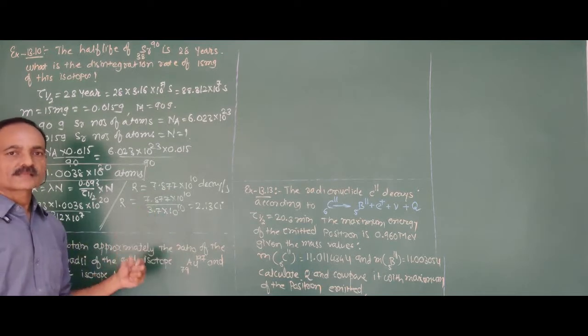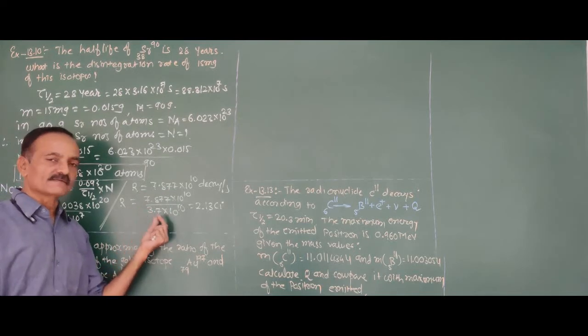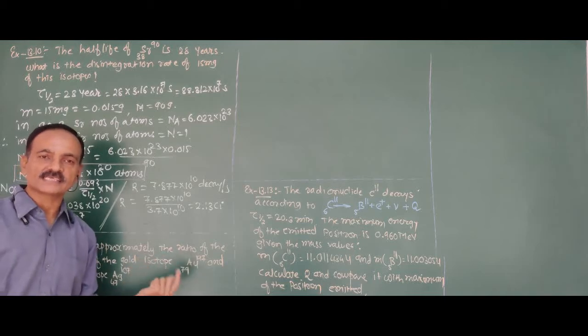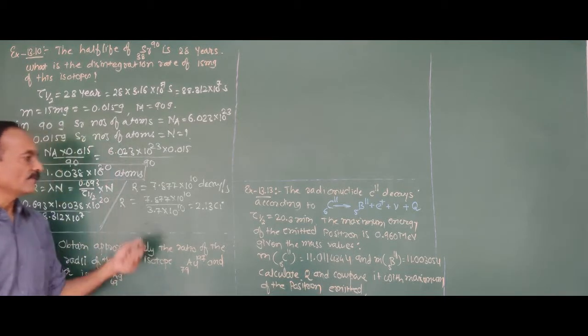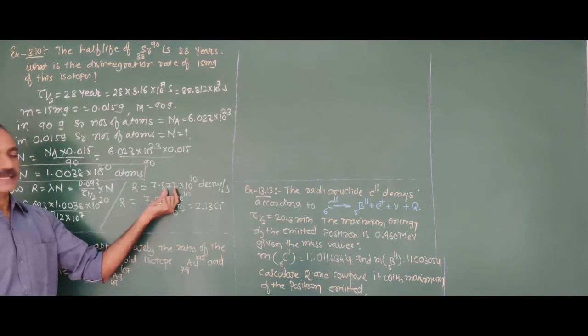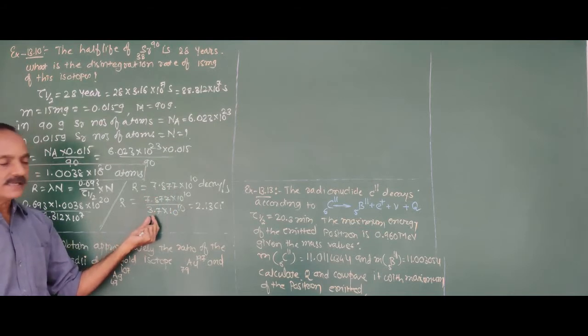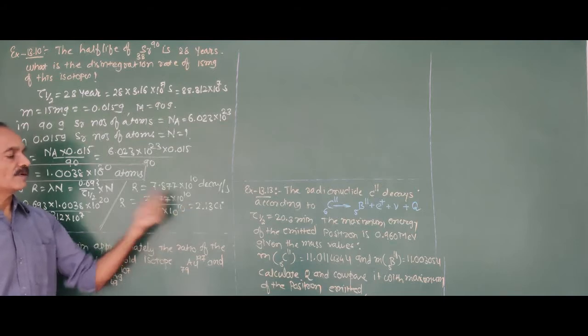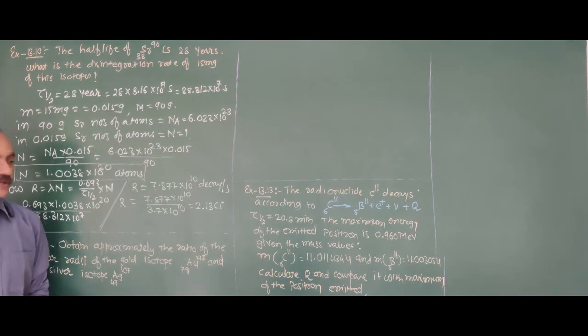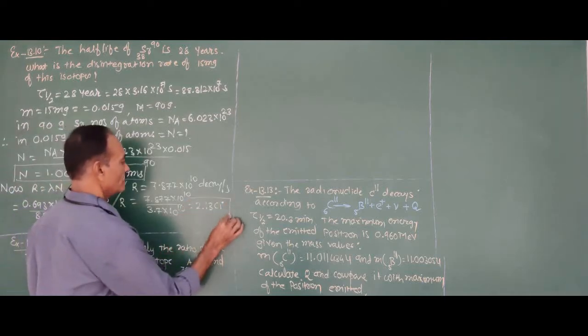activity in curie, we know that 3.7 × 10^10 decay per second is equal to 1 curie. Therefore, this activity in decay per second is divided by 3.7 × 10^10. Therefore, we obtain 2.13 curie. That is the activity of 15 milligram strontium.